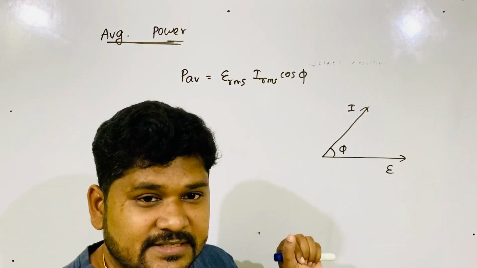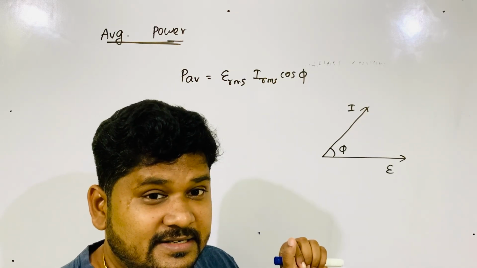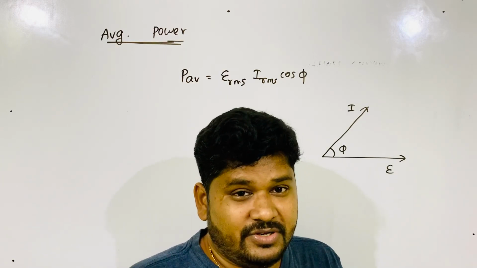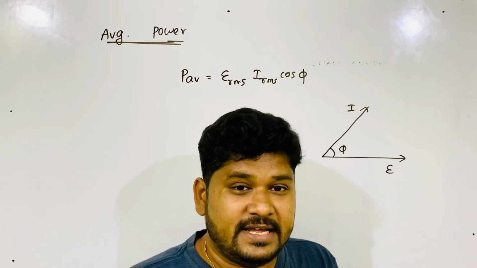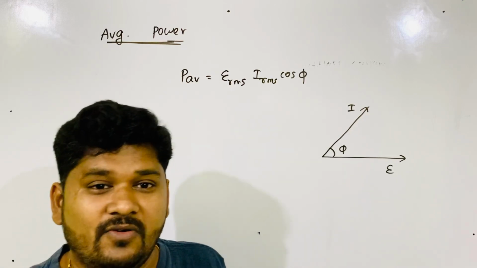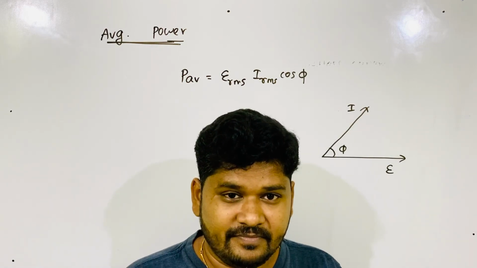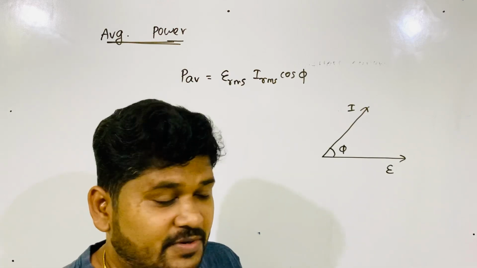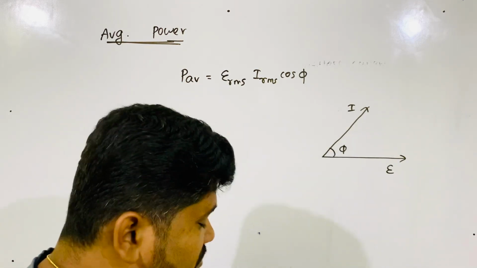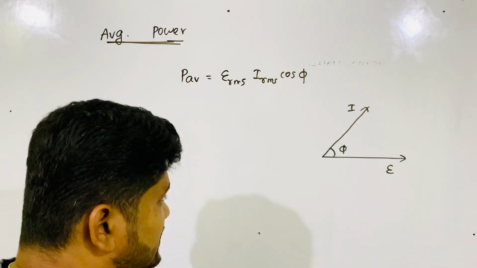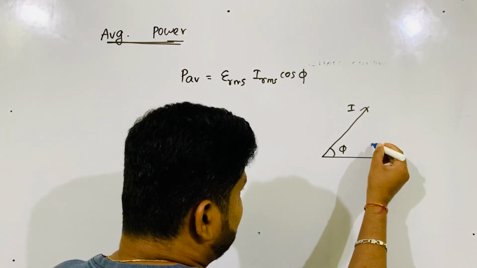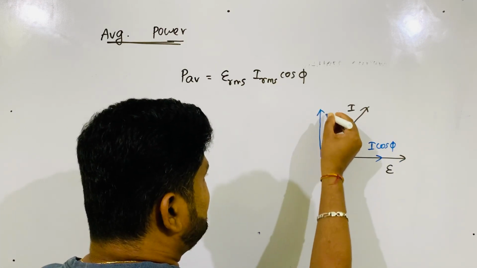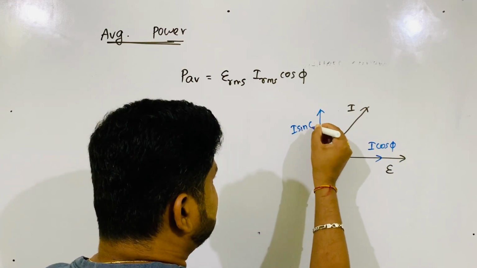This current I can divide in two components. In this chapter, we are treating voltage, current, resistance all as vectors. We are treating them as vectors, but they are not actually vectors. Now let's divide the current into two rectangular parts. One through this line, I cos phi. One perpendicular to this, I sin phi.